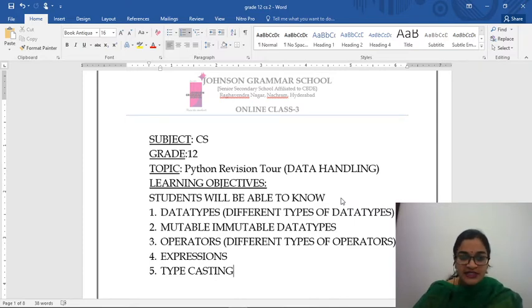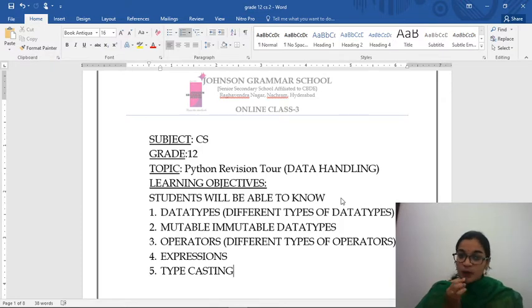So the first one is data types. That means different data types we'll see, as we have already seen in the previous class: what is integer data type, what is float, what is string, and boolean and all. Okay. The second learning objective is that you will know what mutable and immutable data types are.